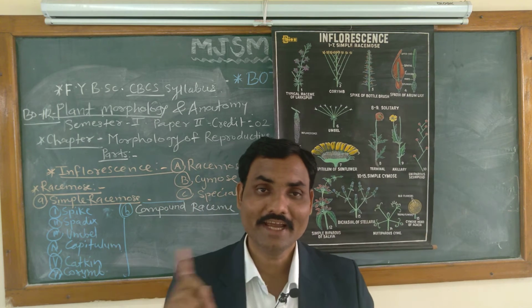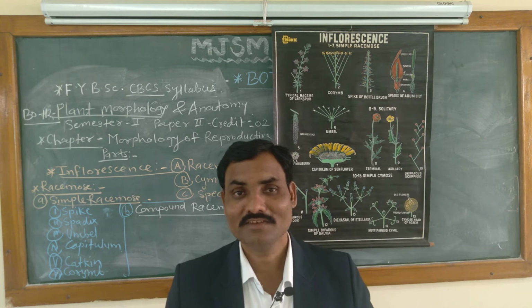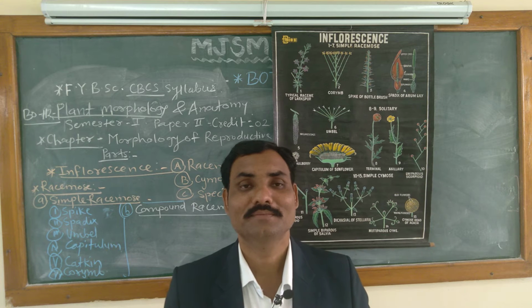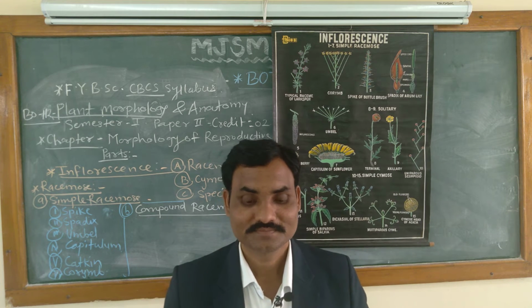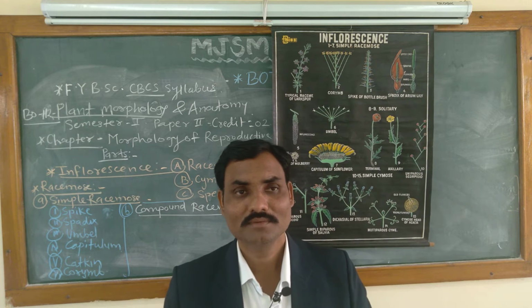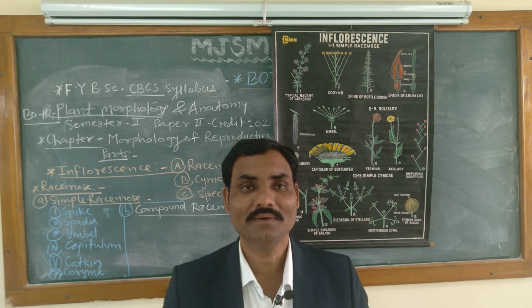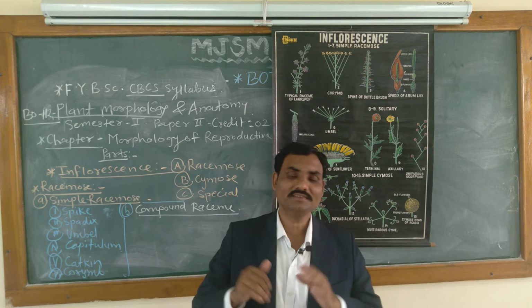We know that annual, biennial and perennial. There are some flowers that have only one day of life, Impatiens especially. And in this way there are perennial ones also. Mango plant, year by year that plant has flowers. Then which are the different types of inflorescence?